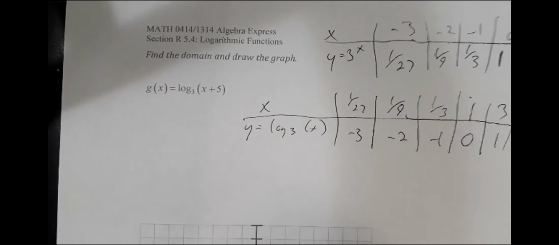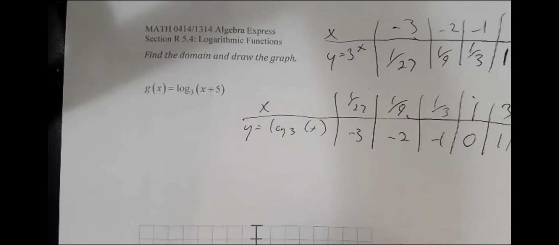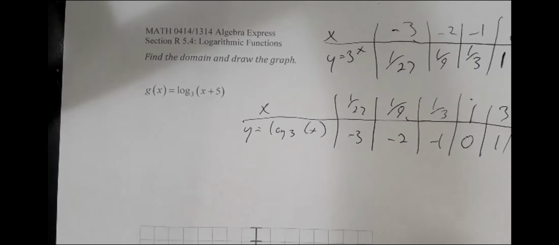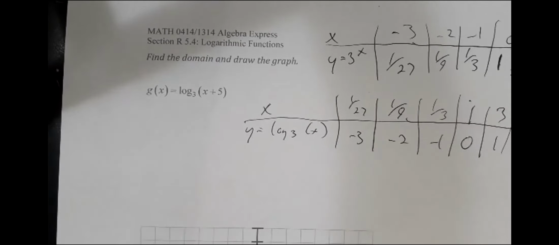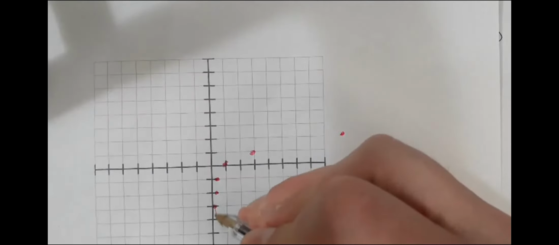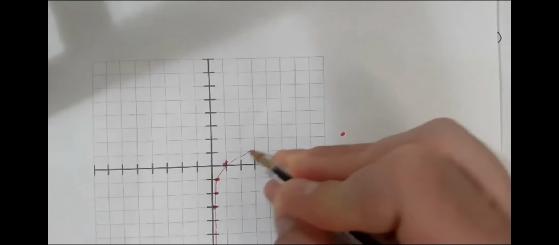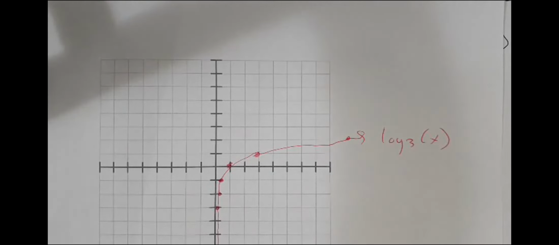And then I go out to 1, 1. Out of here. 9 and 2, something like that. It's got this shape. And so this would be my log base 3 of x. Okay, so now if I want to draw log base 3 of x plus 5.